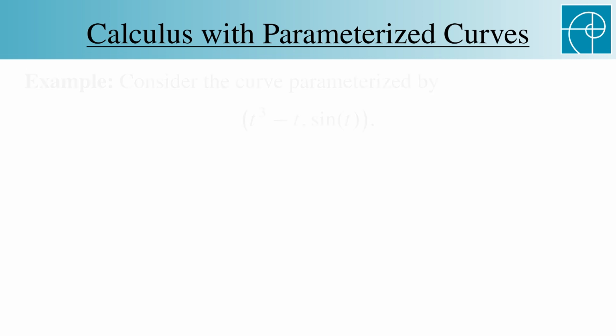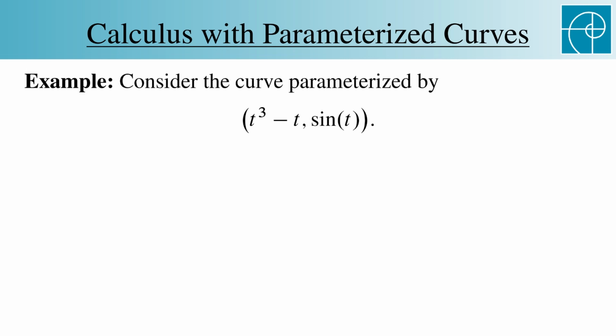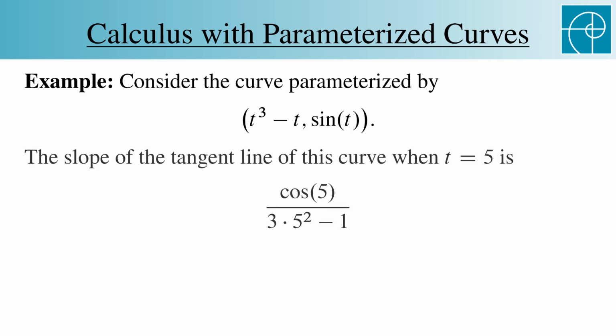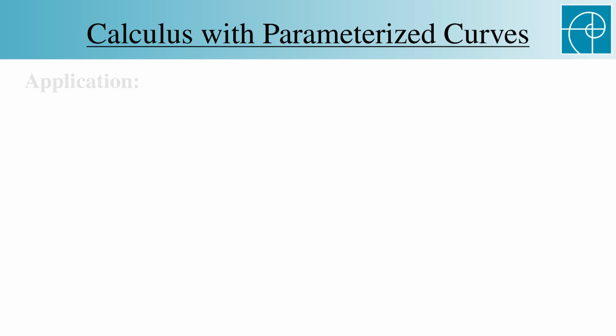As an example, consider the curve parameterized by t cubed minus t and sine of t. The slope of the tangent line of this curve when t equals 5 is cosine of 5 over 3 times 5 squared minus 1. Let's finish by talking about an application.